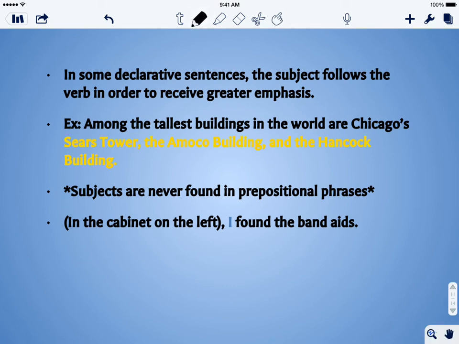Keep in mind, your subject is never going to be found in a prepositional phrase. So when you see a prepositional phrase, like in the cabinet or on the left, cross it out, go ahead, put it in parentheses, draw a line through it, so that you don't accidentally pick it as the subject of the sentence.